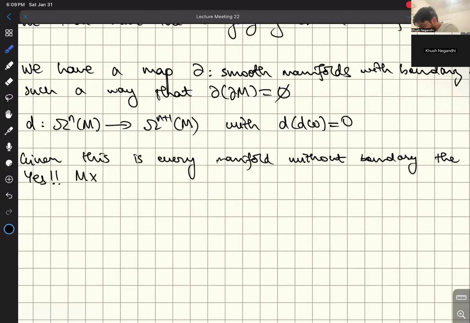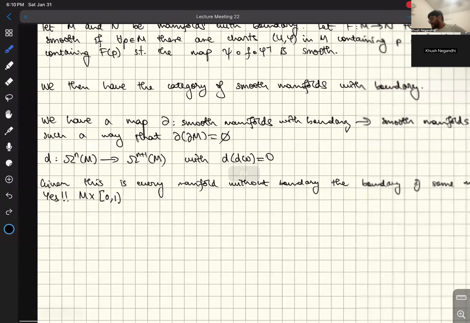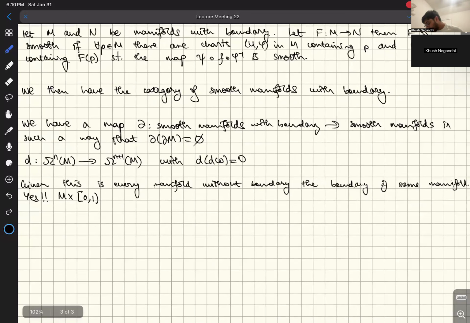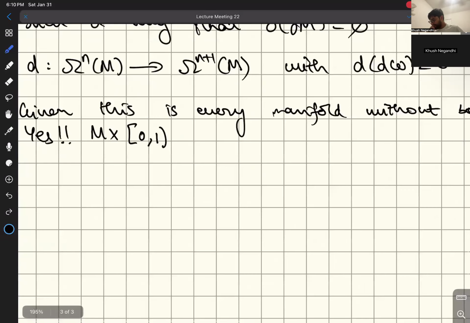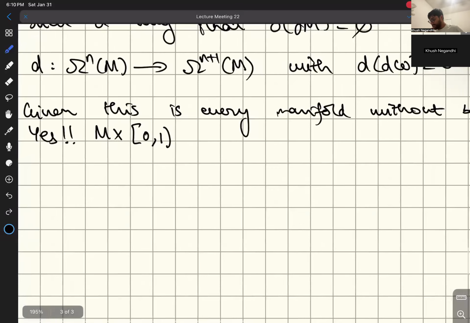Just consider, for example, this manifold. This is a manifold with boundary, and the boundary of this manifold is just M, or at least it's diffeomorphic to M.